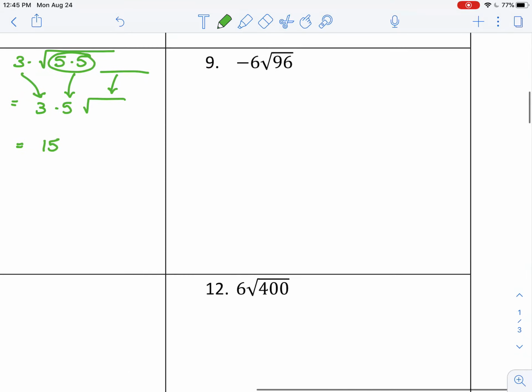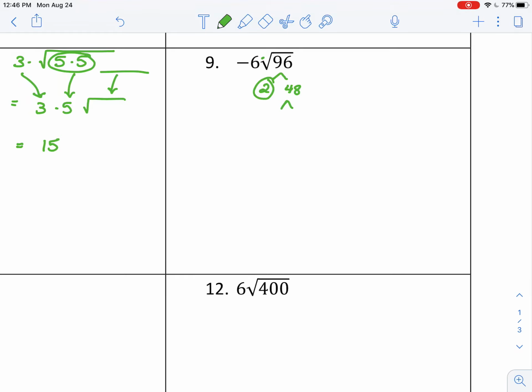Number 9 is negative 6 square root 96. So I've got multiplication again. And then when I look at 96, especially after taking 5 months off of school, I don't remember anything that divides into 96, but I do know it's an even number. So I'm going to take a 2 out because I know even numbers can be divided by 2. And in my calculator, if I type in 96 divided by 2, that's a 48. 2 cannot be broken down any further, but 48 for sure can.